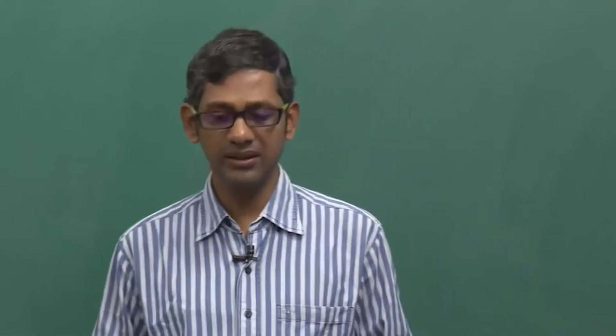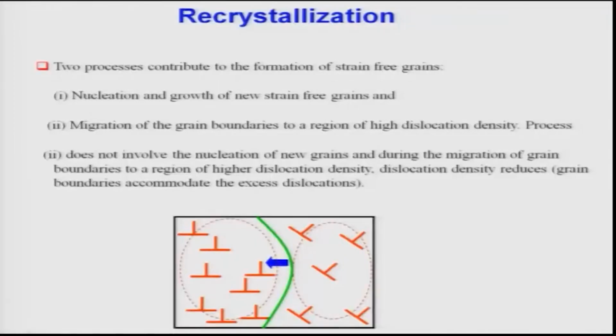Now let us discuss two important things. There are two very important processes which actually lead to the formation of these strain-free grains. First, I have already discussed the nucleation and growth of the strain-free grains, but that is not the only one. Remember, there will also be migration of the grain boundaries, because you already have a strained grain. Inside the grain there are a lot of defects, and during the recovery process these defects have arranged themselves nicely, so the strain energy can be reduced. But as the new grain forms, there will be migration of these pre-existing grain boundaries.